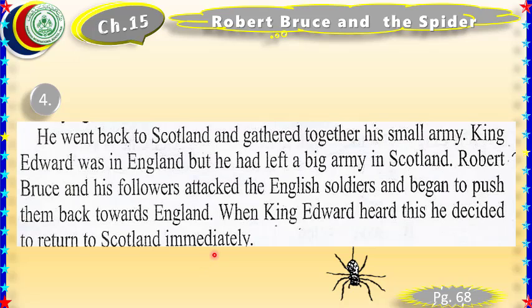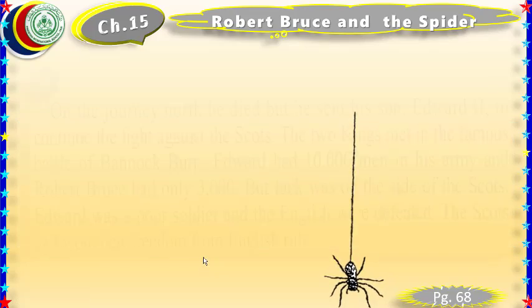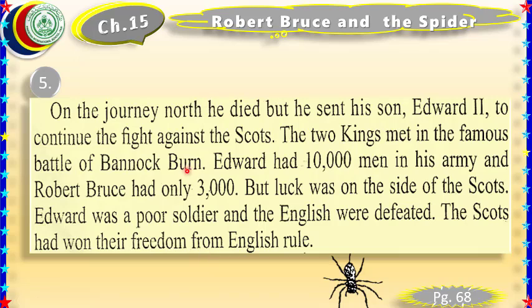When King Edward, who was living in England, heard that Robert Bruce had gathered a small army once again, he decided to come to Scotland. When he was going to Scotland, what happened? On the journey north, he died, but he sent his son Edward II to continue the fight against the Scots. The two kings met in the famous battle of Bannockburn.